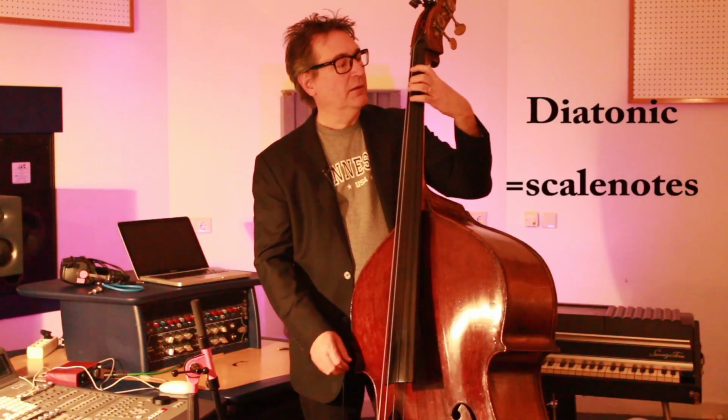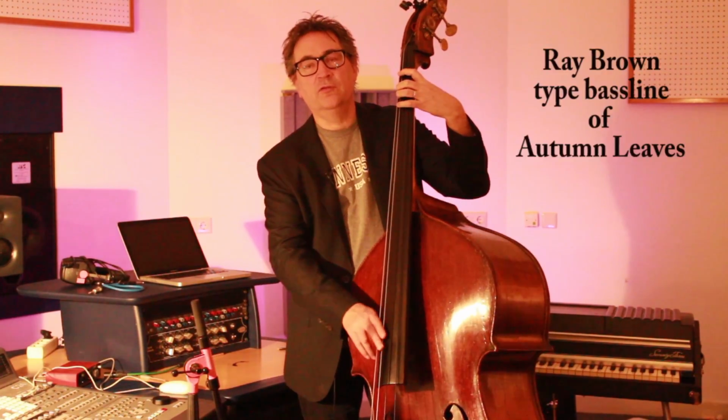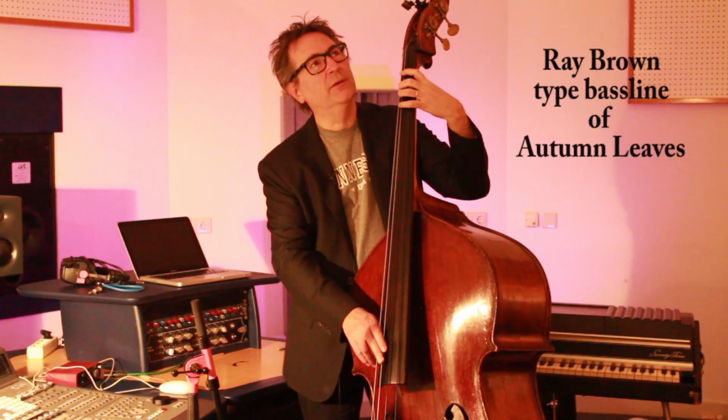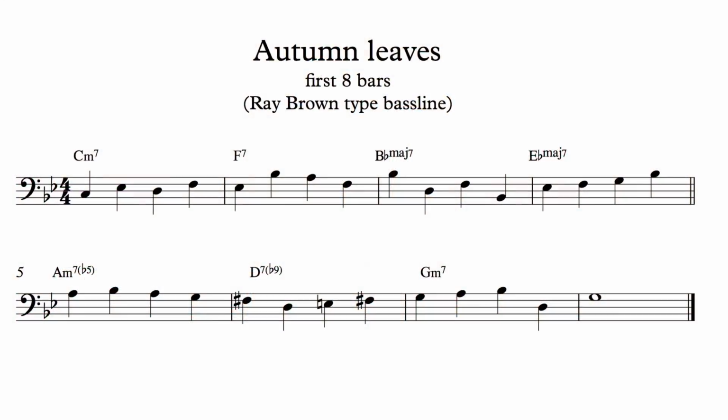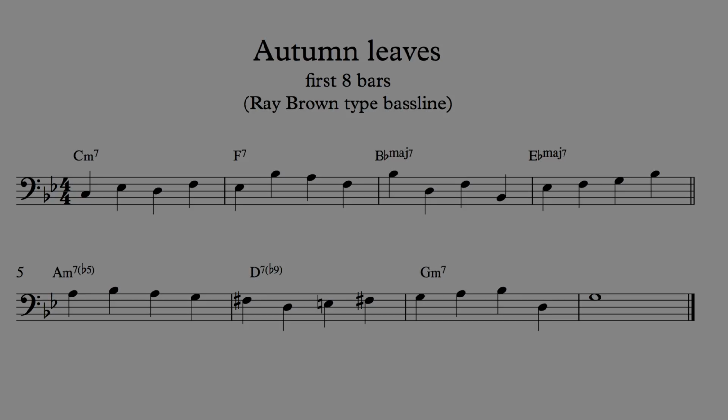Okay, and I'm going to use Autumn Leaves again as an example. Ray Brown tends to play fairly diatonic. In other words, just using scale notes. He might play something like that, just using scale notes.